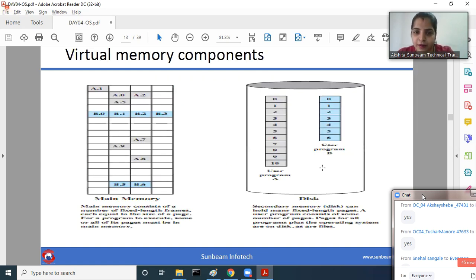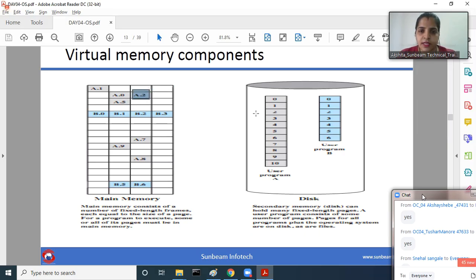Let us understand. Suppose I have a major disk, correct? And I have a user program A, which is taking 10 pages. I have a user program B, which has 6 pages. Main memory consists of a number of fixed-length frames, that is pages, for each program's execution. So let us say in my main memory, A0 is loaded over here. Maybe A1 is loaded over here. A2 is loaded over here.